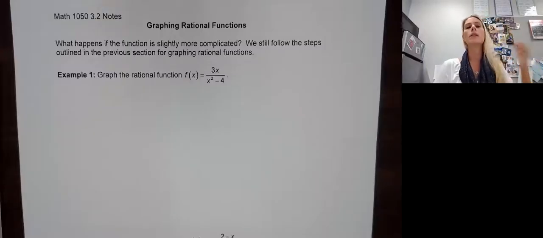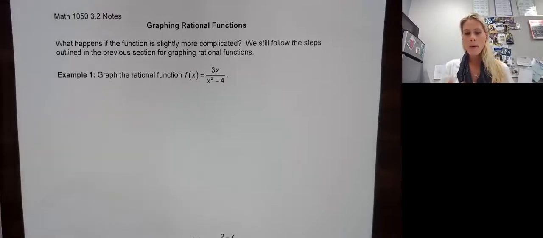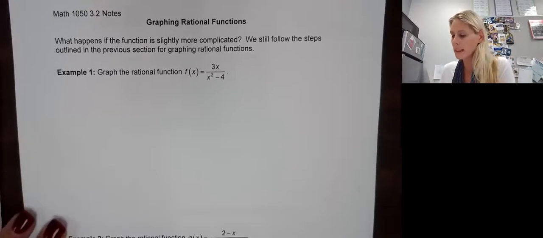Hey guys, so today we're going to do 3.2. We're going to focus on graphing, okay? So this might be a short, like there's so many examples, but it's the idea of graphing, that's it. So let's take these step by step and remember what we need to have.